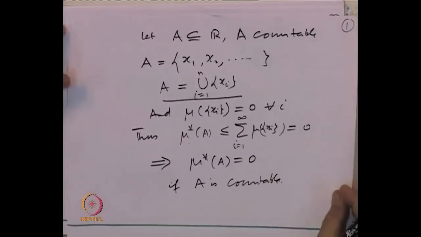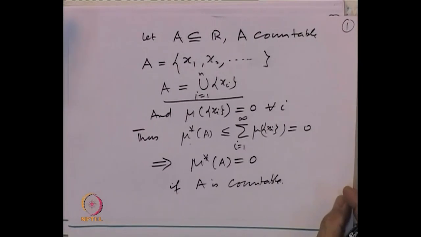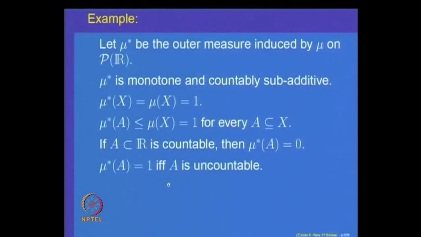So, we have shown that for a countable subset A of the real line, the outer measure which we defined is going to be 0 whenever A is countable. Let us go further and look at some other properties of this outer measure. We want to show that mu star of A is equal to 1 if and only if A is uncountable. So, let us prove that.